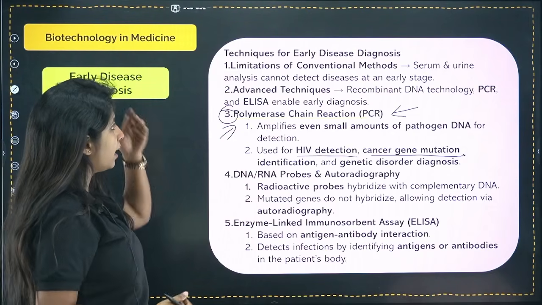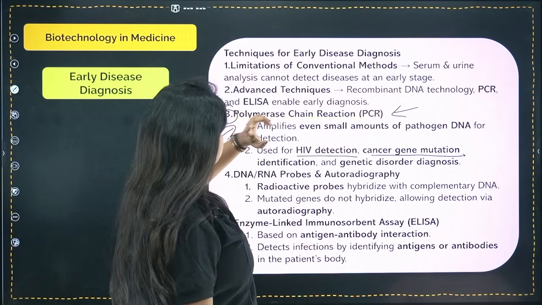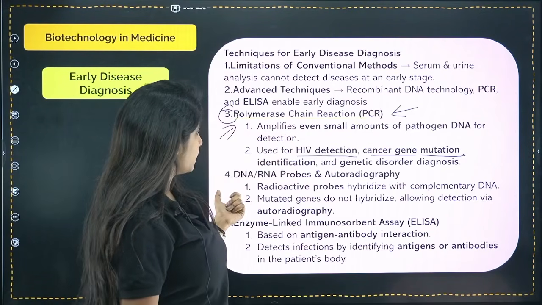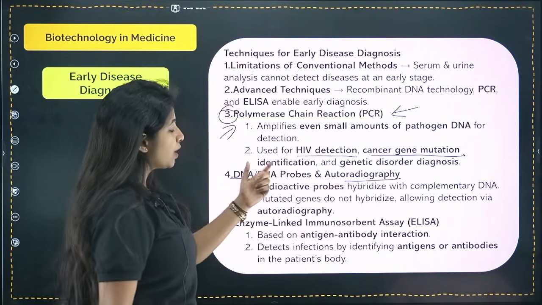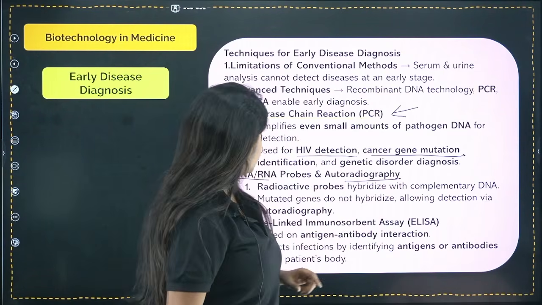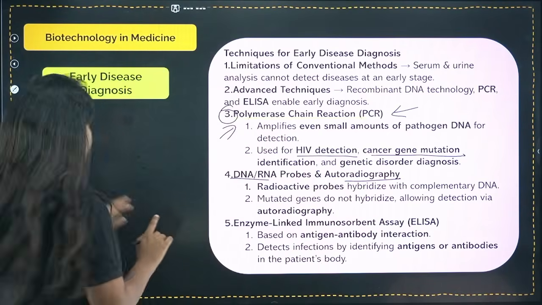Apart from that, what do you have? You have advanced technologies such as recombinant DNA technology. Then we have DNA and RNA probes and autoradiography. Radioactive probes hybridize with the complementary DNA. Mutated genes do not hybridize, allowing detection. Just listen to me very carefully.